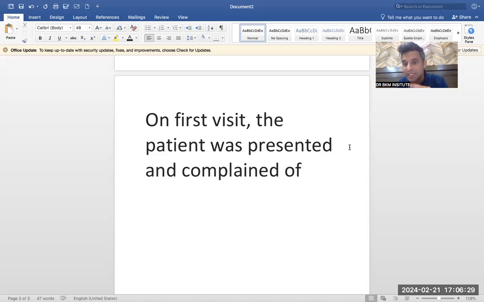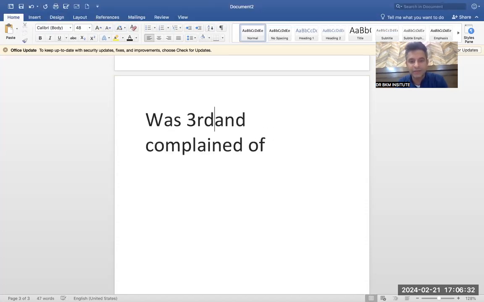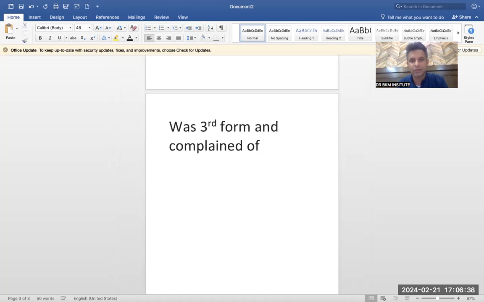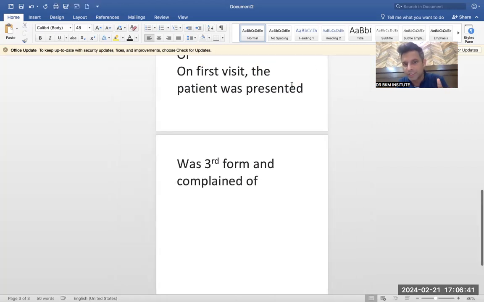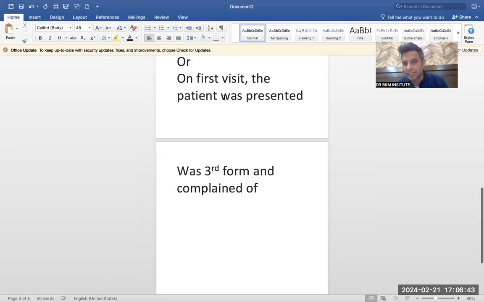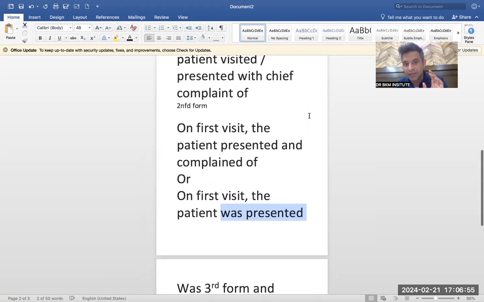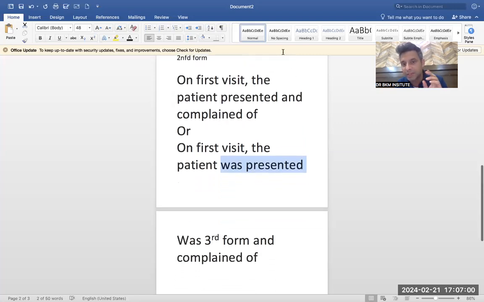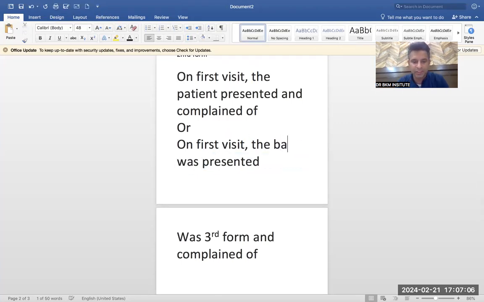Was plus third form means passive voice. That means he was presented by his mother. That is the only thing you need to learn. On first visit, the patient was presented, because he was 3 years old, he cannot come by himself. That is the only grammar in OET. Please think about it. If the patient is presenting by himself, second form. If he is a small child, then his mother would have brought him. So on first visit, the baby was presented, because he's a small baby. That is the only grammar.